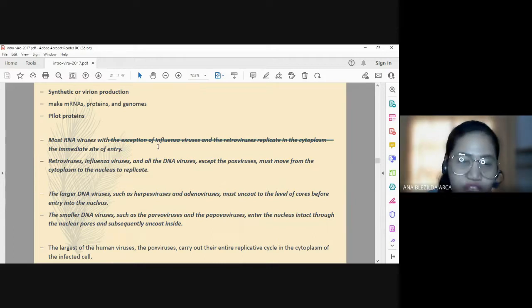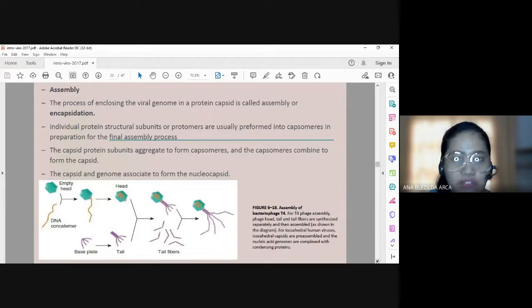Okay? Now, the largest of the human viruses, which is the pox virus, they carry their replication cycle in the cytoplasm only because they are very big. They cannot fit inside the nuclear pore. Okay? So, yun lang naman ang synthesis or virion production. Then after that is the assembly. So kapag assembly, ibig sabihin noon, meron ka nang genome, meron ka na ring protein, meron ka nang mga spikes, meron ka na ring mga kung ano-ano pang parts tulad ng mga membranes for the envelope, right? So, next step is the assembly, wherein you have there the genome, it will be enclosed by the capsid.